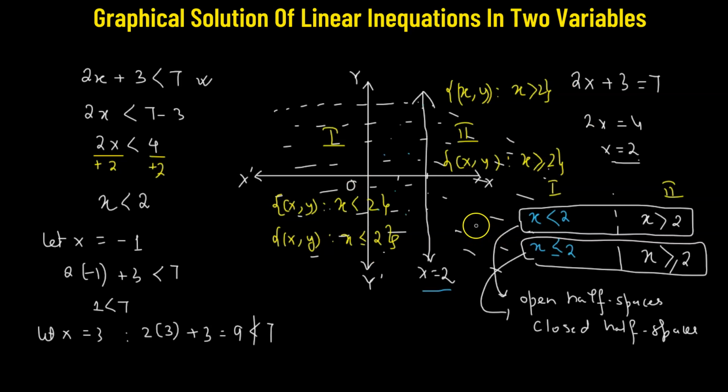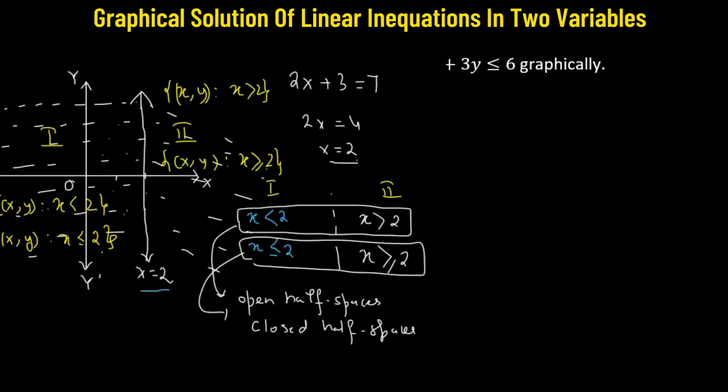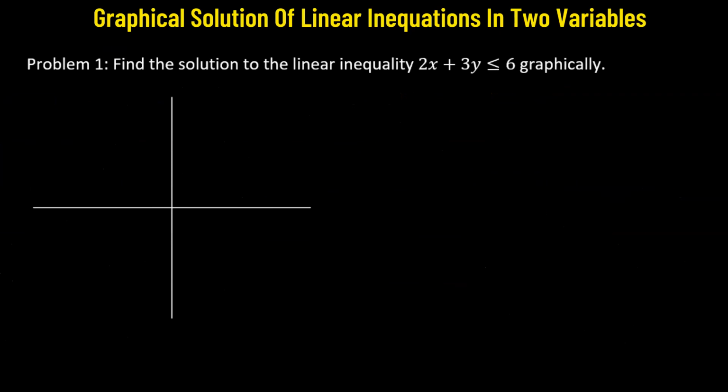So let's try to understand this with the help of a few more examples. Here we need to find the solution to the linear inequality 2x plus 3y less than or equal to 6 graphically. So how do we approach this problem? First we'll consider our coordinate axes. What we'll do first is consider 2x plus 3y equals 6. We're going to consider a linear equation in two variables, x and y, and then we'll have to plot this equation graphically. This is clearly a straight line, and to plot the straight line we can use the x-intercept and the y-intercept.